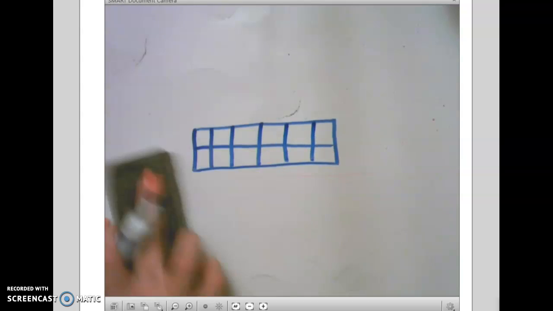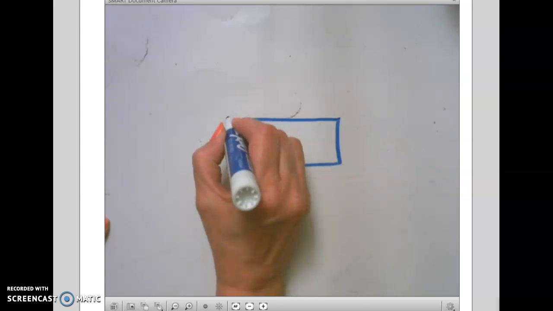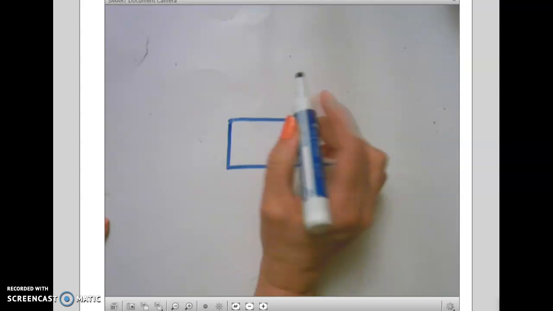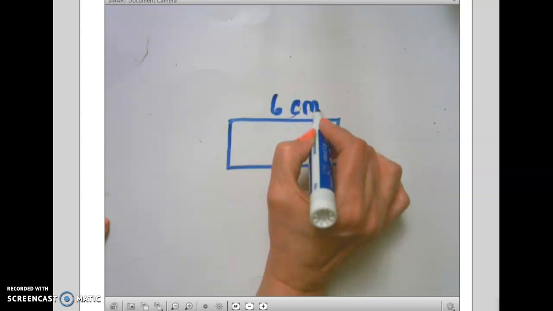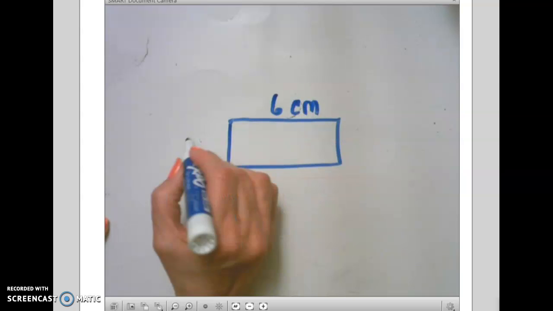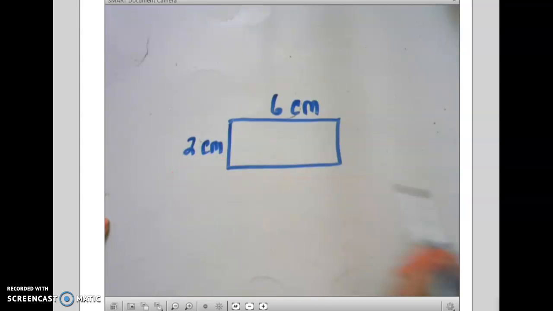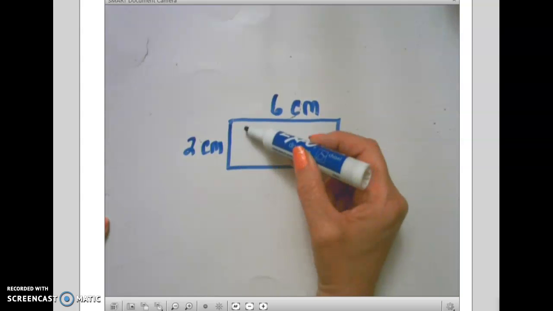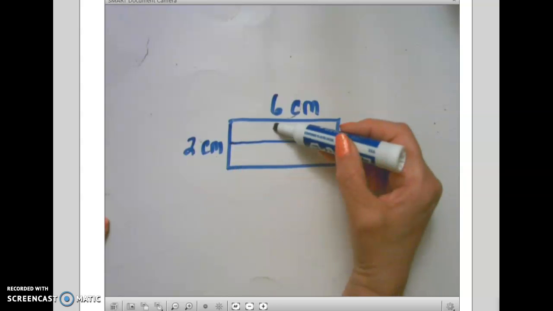What if it's a blank rectangle? And they want to know what's the area of that rectangle. If I told you that this side had 6 centimeters, and this side, this way, is divided into 2 centimeters. So going this way, I'm going to have 2 centimeters. See, there's 2. 1, 2.